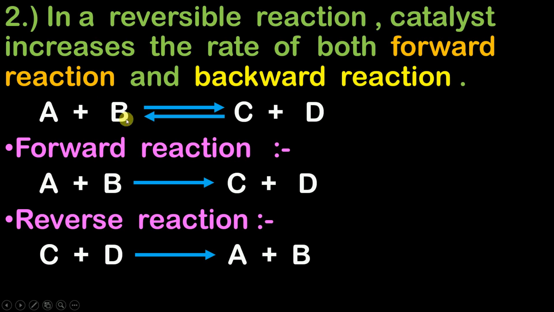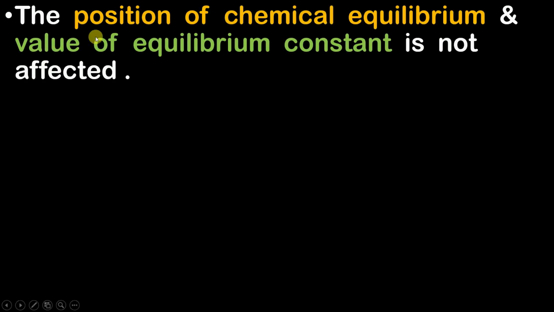So in a reversible reaction, the catalyst increases the rate of both the forward reaction as well as the reverse reaction. Clear with this? Many of you have a confusion that the catalyst increases the rate of only the forward reaction. No, it increases both. This is a very important point and a tricky point that might be asked in competitive examinations like CET. Due to this, the position of the chemical equilibrium and the value of the chemical equilibrium constant is not affected.